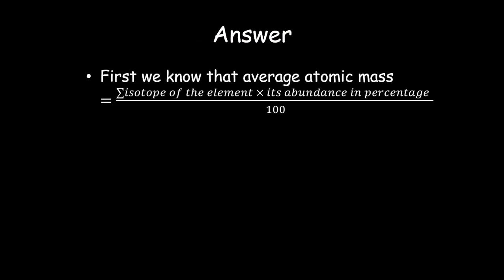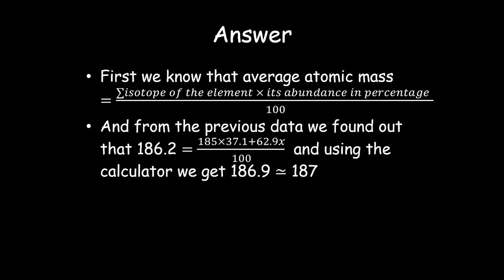First, we know that the average atomic mass equals the summation of the isotope mass of the element times its abundance in percentage, over 100. And from the previous data we found that 186.2 equals 185 times 37.1 plus 62.9x, where x is the isotope of the element, over 100. And using the calculator we get 186.9, which is approximately 187. So the answer is B.